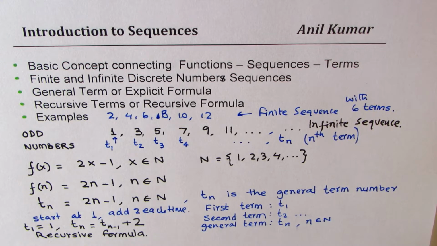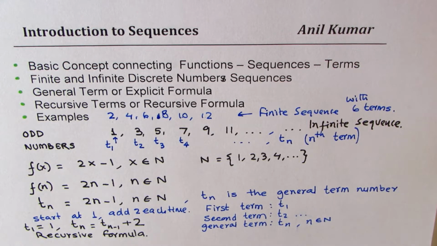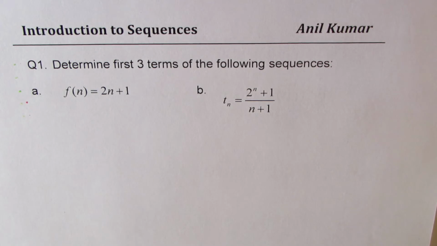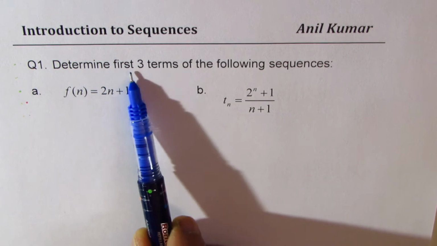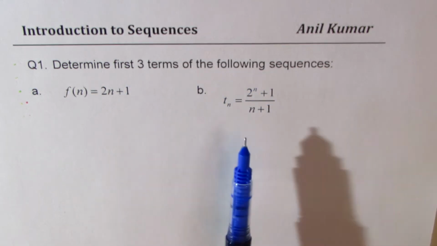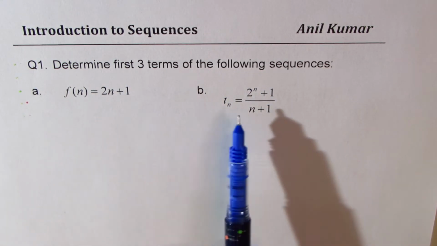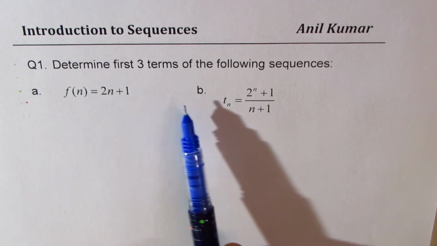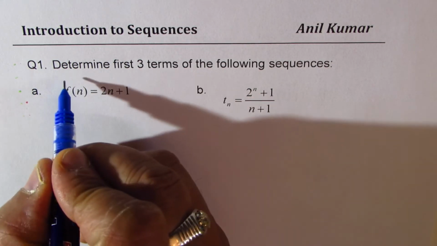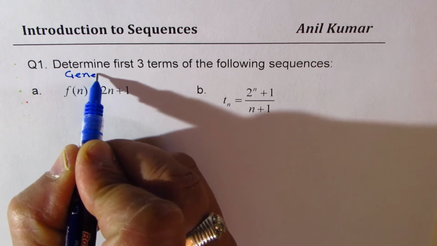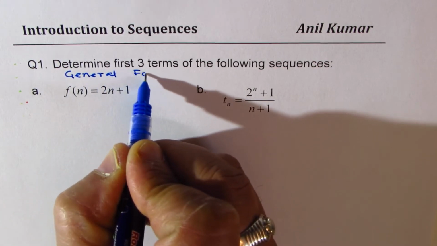Right? Now let's take a few examples and try to understand it in further detail. So as a part of question number 1, we'll actually determine the first 3 terms of the following sequences. Now I've given these sequences in general terms, right? You could also call them general formula.